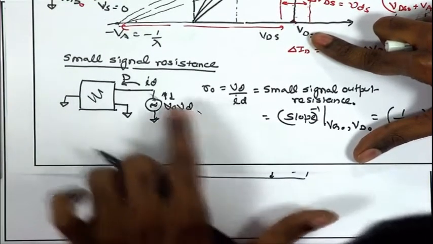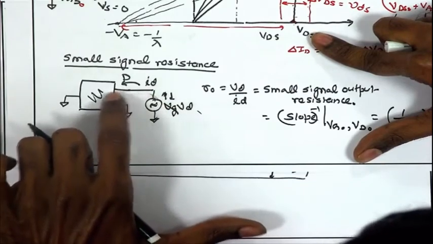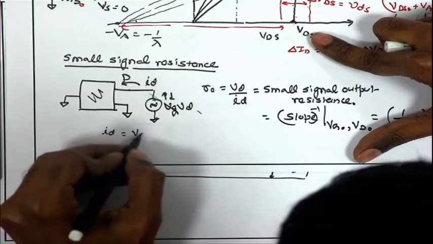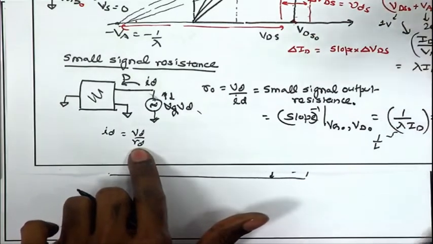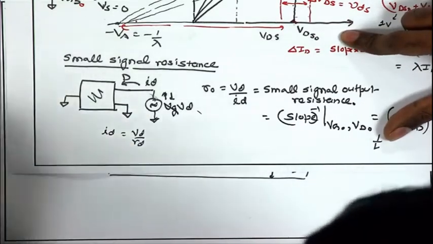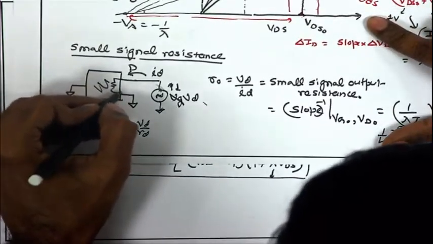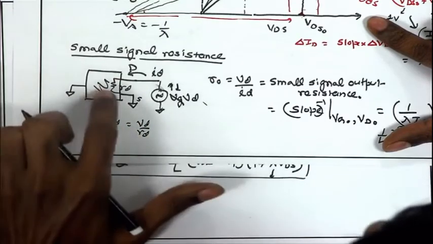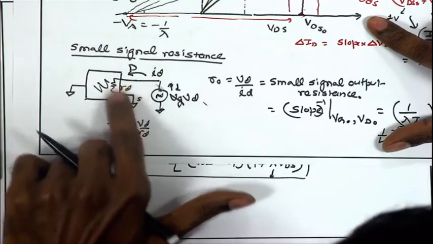We have said that if you are having a small signal Vd, you get a small signal current Id, which is equal to Vd upon Rd. So, I can say Id is going to be Vd upon Rd, where Rd is the small signal resistance that we have just defined. Therefore, we can represent this Rd as a small signal resistance appearing between the drain and the source terminal.